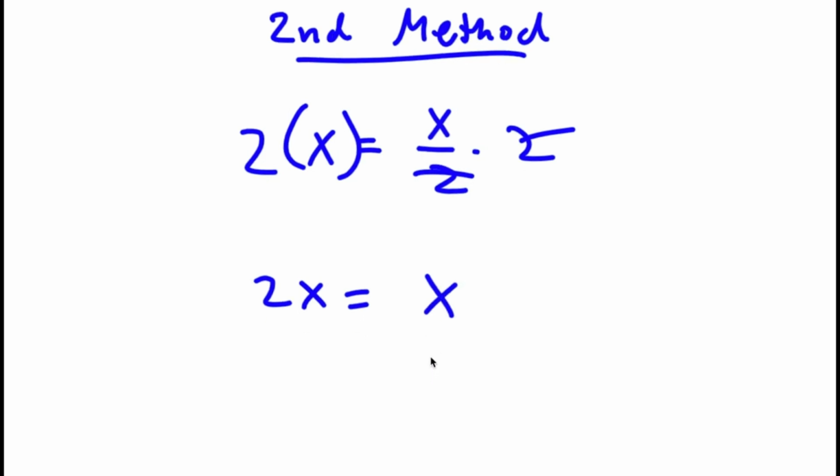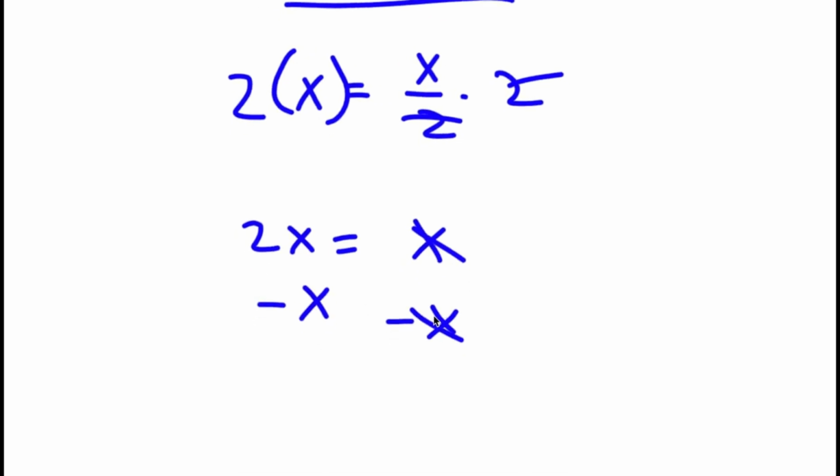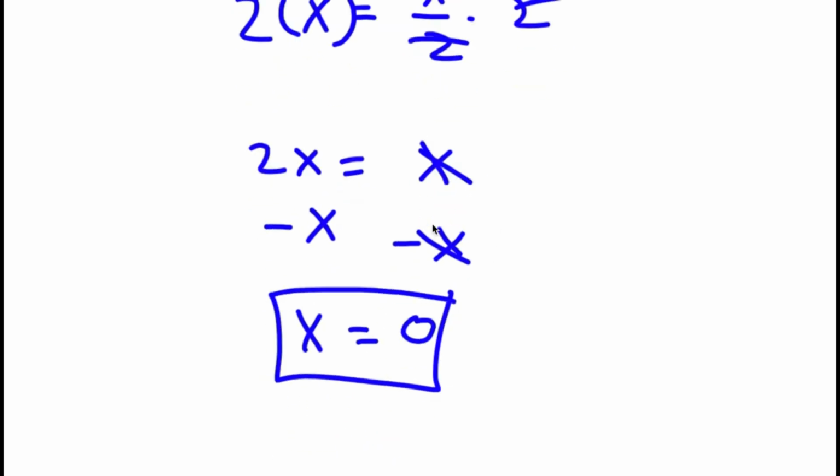Now, I'm going to subtract x on both sides. These two cancel out, and I'll be left with 2x minus x, which is x, is equal to, on my right-hand side, 0. So x equals 0 again.